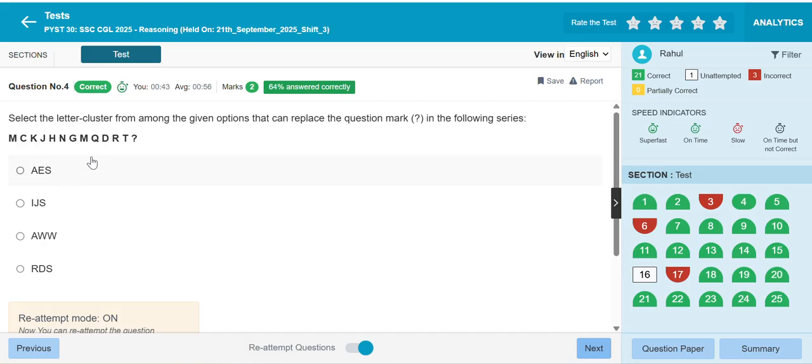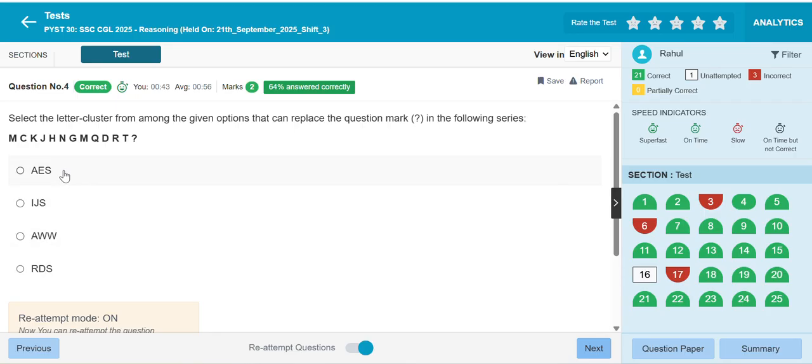All we have to do is check our rough sheet where we have written the alphabet. Let's divide it into three. MCK is one section, JHN is one section, GMQ is one section, DRT is one section. After M, the next section starts from J. Between M and J there are two letters. Between J and G there are two letters. Between G and D there are two letters. So with D and the next letter there should be two letters, so it's C and B. Eventually, A should come first. Let's fix A, so these two options are eliminated.